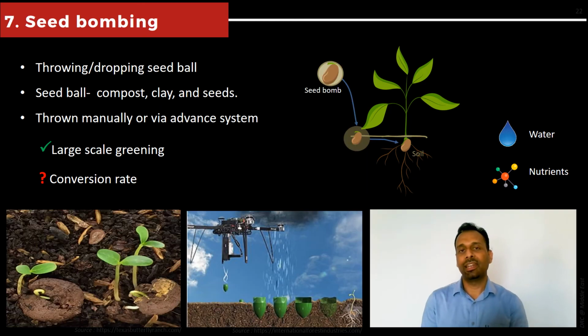Well, the seventh and last method which I'm going to share with you is seed bombing. Seed bombing is a practice of introducing vegetation to land by throwing or dropping seed balls. It was made popular by green movements such as guerrilla gardening as a way to practice active reforestation. Seed balls are generally made up of compost, clay, and seeds.